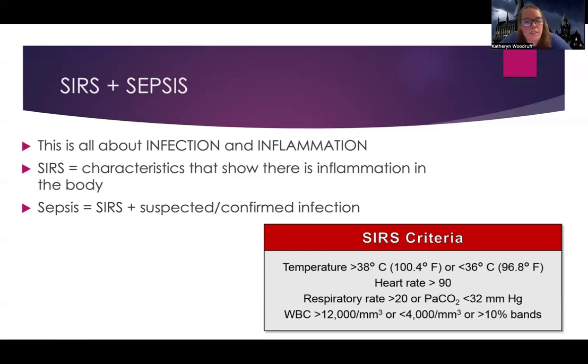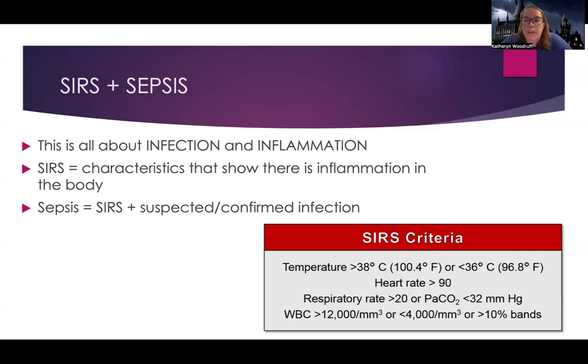This is saying when there's inflammation in the body, the temperature goes really high or really low. The heart rate goes up. The respiratory rate goes up, and you can see it's greater than 20. And then similar to the temperature, the white blood cells either go up, inflammation, or low. So this is what you want to do: keep it simple.